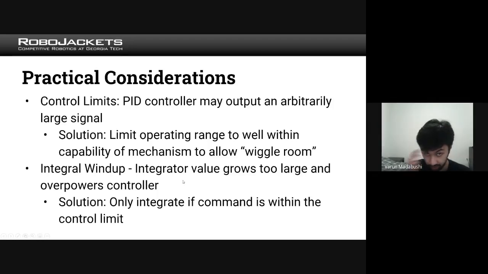So in order to avoid that, when you program a PID controller, you have to make sure that the integral is limited. You can either limit the value of sigma, or you can only integrate when you have that wiggle room.